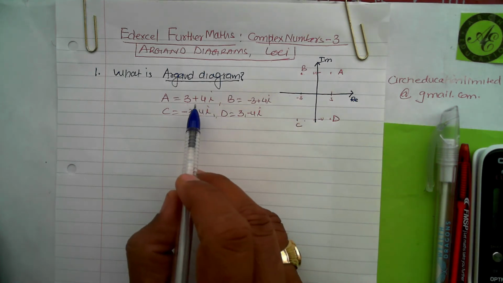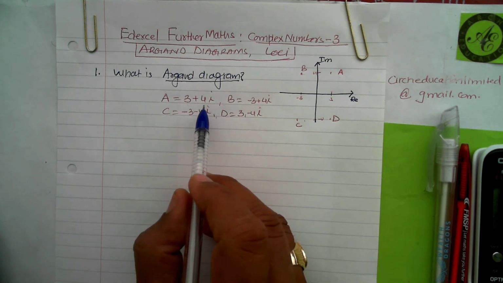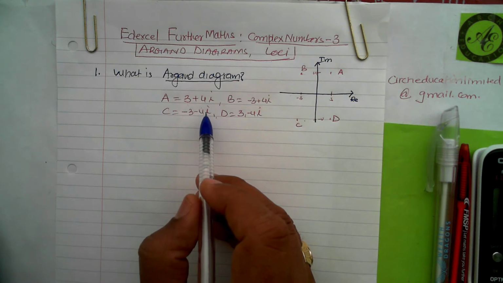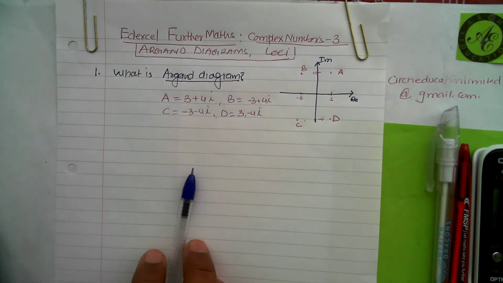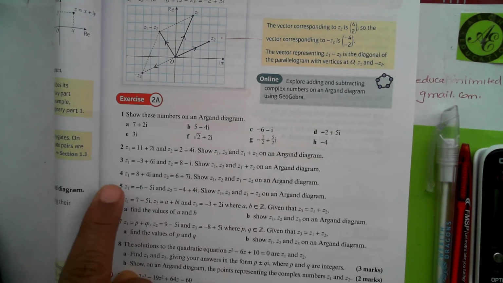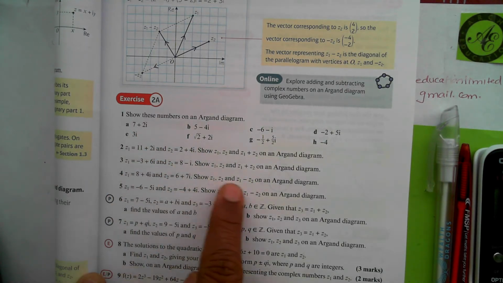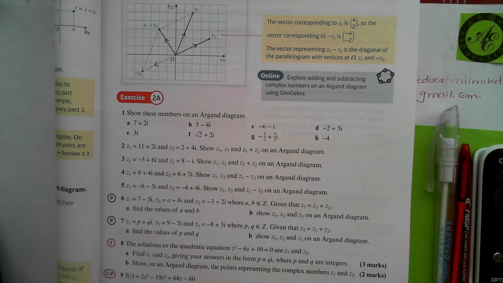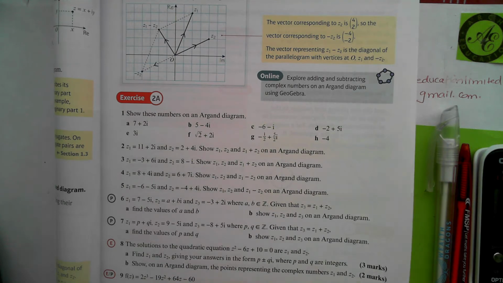The first type of questions you're going to get is they will ask you to find an answer to a complex number calculation, which you've learned in the previous videos, and represent the answer on the Argand diagram. This is fairly straightforward. So this is the first exercise, 2A. All the questions say show these on an Argand diagram. Everything you expect to do, some calculations, multiplication, addition, subtraction, you all learned in the previous videos. Show them on the Argand diagram.